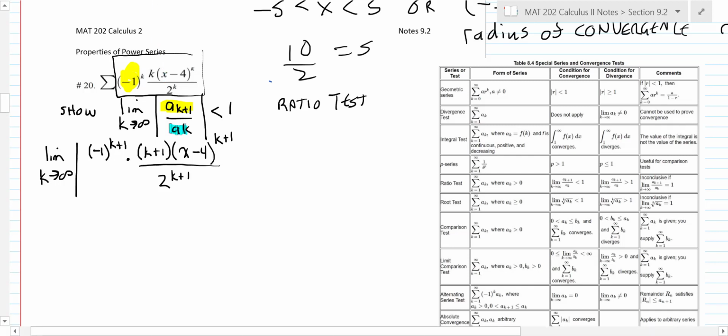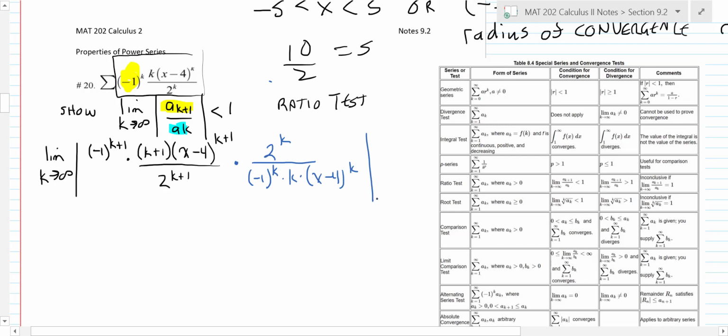Now, when you divide by a sub k, what are you really doing? You're multiplying by the reciprocal, right? So if you're doing a ratio test, just go ahead and write that first step that way, okay? So I'm going to put the next term like this. This is just the reciprocal. So that's going to be 2 to the k power over negative 1 to the k times x minus 4 to the k power like that. And that's all in an absolute value like that.